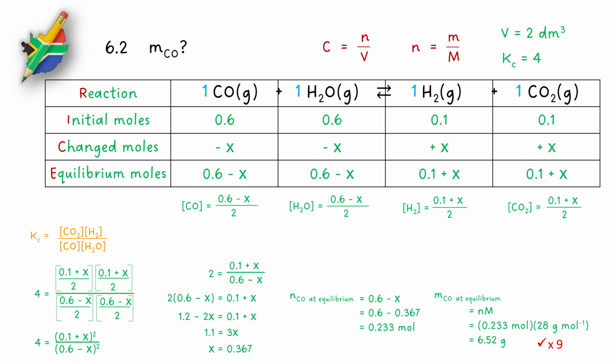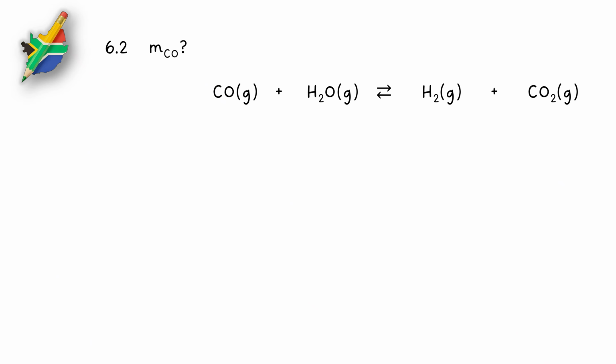This question asks us to determine how much carbon monoxide is left at equilibrium, and we will use grams since we're talking about mass. We are given this reaction equation at equilibrium, and we're told the volume of the vessel and that the equilibrium constant is 4 at the particular temperature this reaction is occurring at. We are also given the initial number of moles of each species before equilibrium is established.